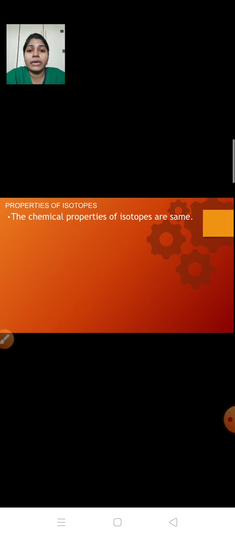The chemical property of an element depends on the number of protons and electrons. Now we know that in isotopes the number of protons and electrons are same. It is not changing, it remains same. So like I said, chemical property depends on the number of protons and electrons. So if the number of protons and electrons are not changing, even the chemical properties of the isotopes will remain same. It will not change.